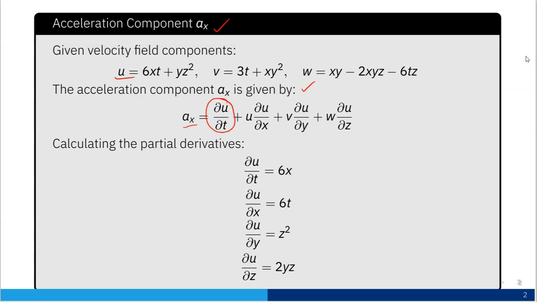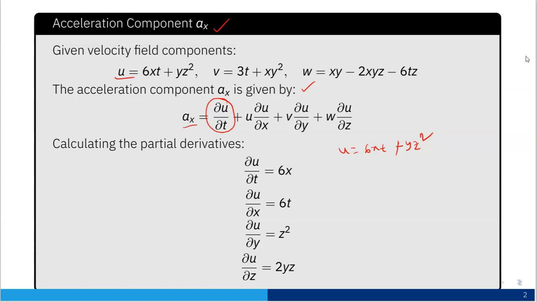So now calculating the partial derivatives. u is nothing but 6xt plus yz². So ∂u/∂t is nothing but 6x. ∂u/∂x is nothing but 6t. ∂u/∂y is only z². ∂u/∂z is nothing but 2yz.